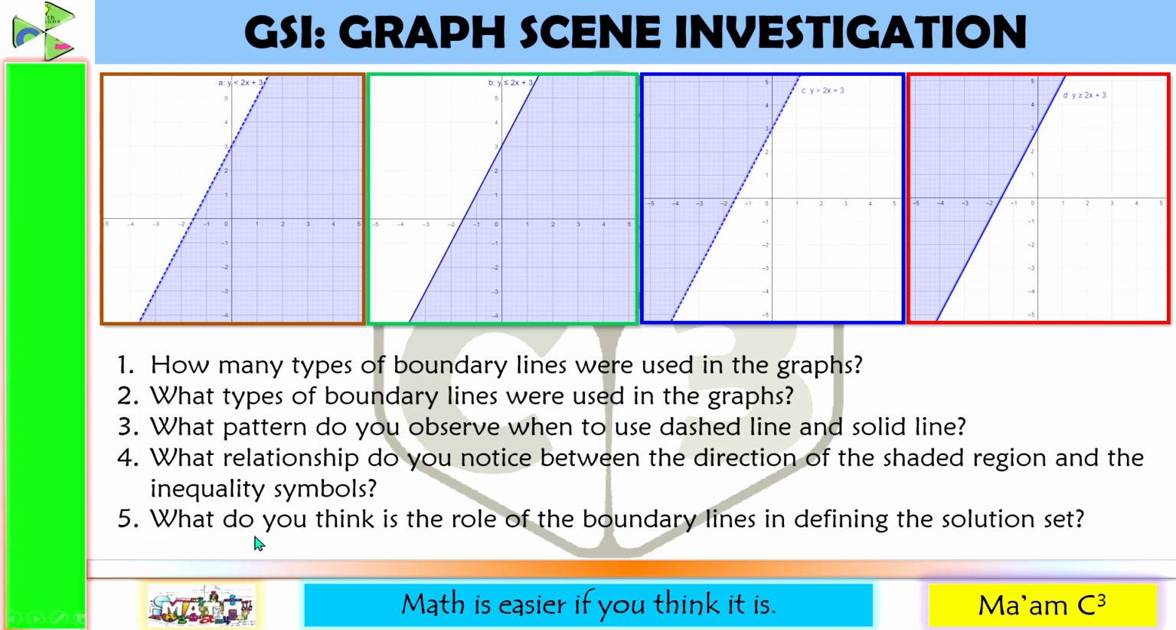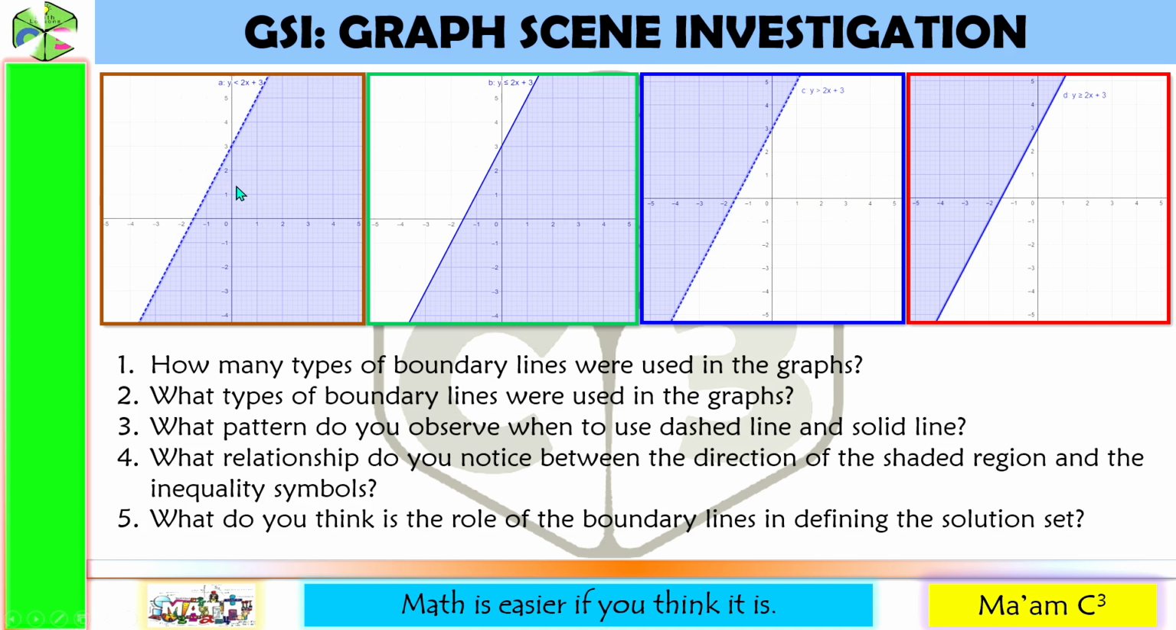Last one. What do you think is the role of boundary lines in defining the solution set? The boundary lines act as a divider between the points that satisfy the inequality and those that don't. If the line is solid, the points on this line are included in the solution. But if the line is a dashed line, the points on this line are not included in the solution.